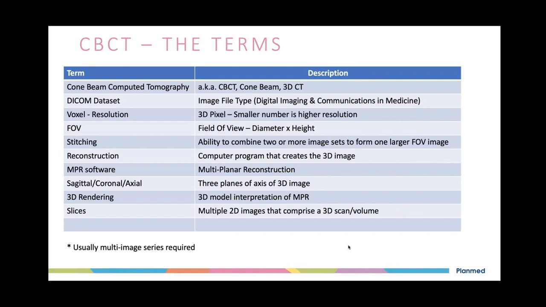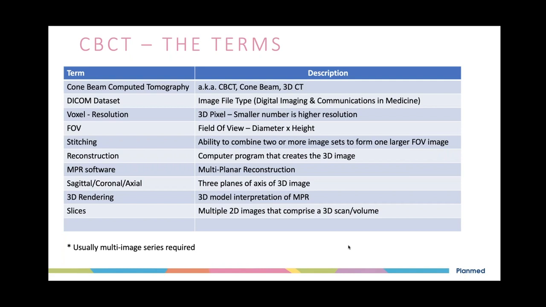So let's talk about the terms a little bit, just so everybody is understanding when we're talking about the information and things, so everybody understands what it is that we're doing. Cone beam computed tomography is what CBCT stands for. It can also be called cone beam, or 3D CT. There's a variety of terms that are used to describe the technology.